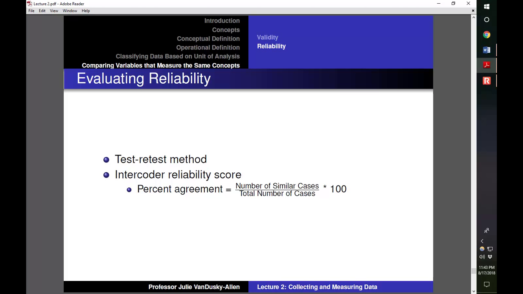A simple intercoder reliability score is the percent agreement measure. It is calculated by dividing the total number of cases that coders agree upon by the total number of cases overall, multiplied by 100.